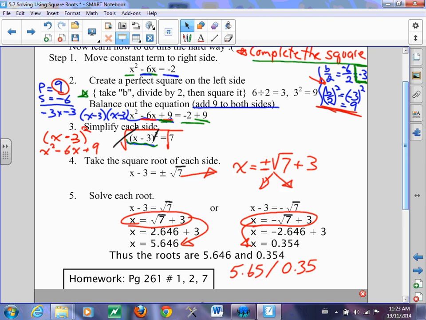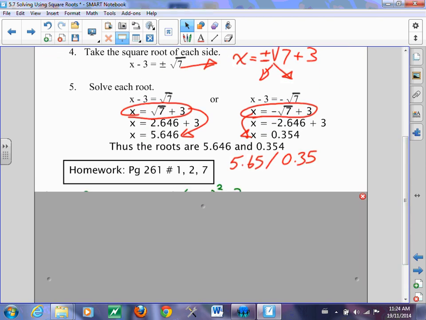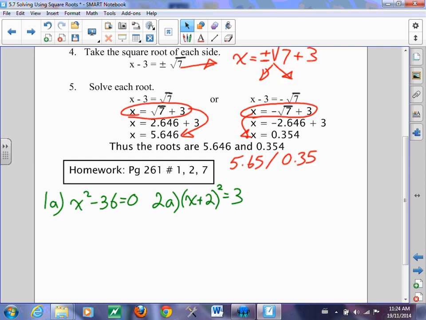Okay, here's your homework, ladies and gentlemen, but don't hang up on me yet, because we are going to do some of these examples together. Okay, don't want to leave you hanging dry. Okay, so I'm taking one example from 1 and 2, and then we'll do a couple from 7, just to make sure we're on the right track. All right, so ladies and gentlemen, example 1, when you have x squared minus a number, you can take the negative 36, bring it over to the other side, and that equals positive 36. Okay?